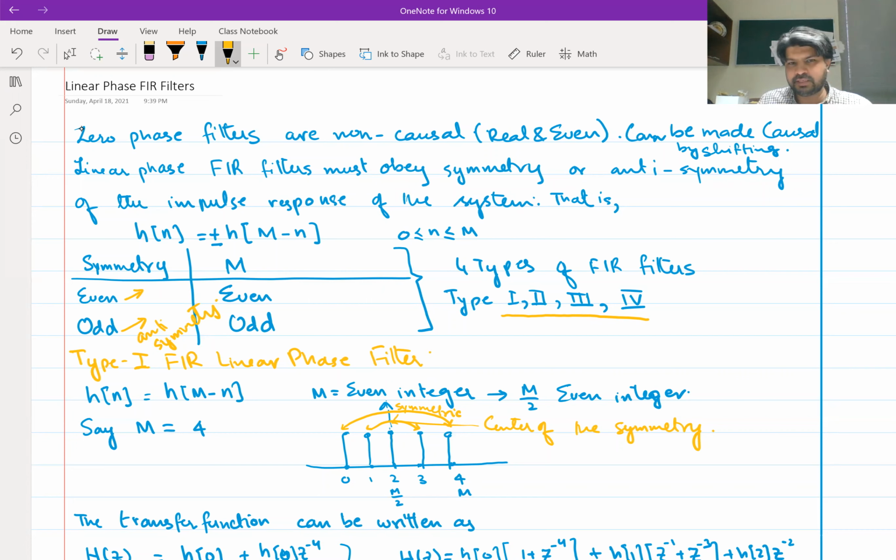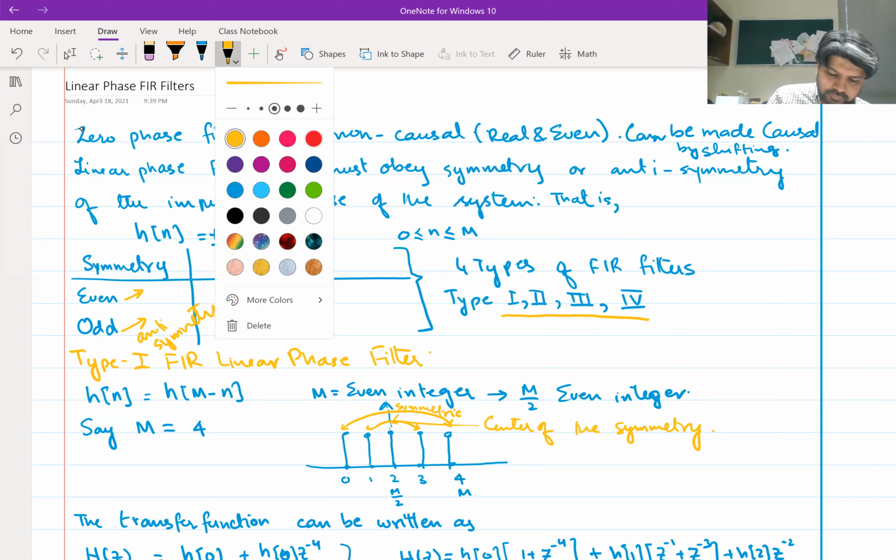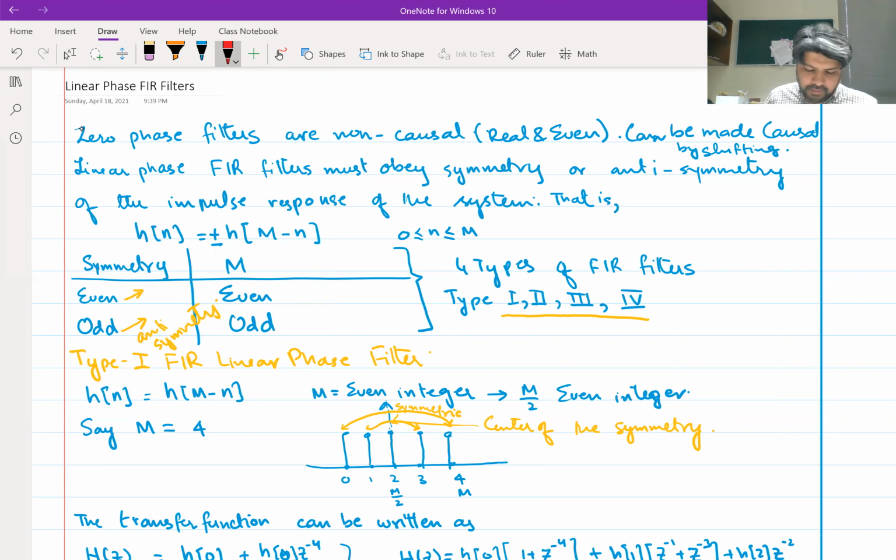So I've written down the notes, so that we are able to understand these things in a slightly easier manner, so that I don't have to write very similar things again and again. So these are not very difficult concepts, but important nevertheless. So let's start with type 1 linear phase filters.